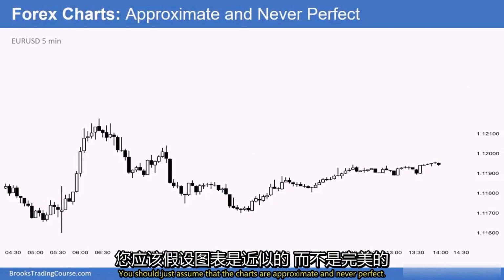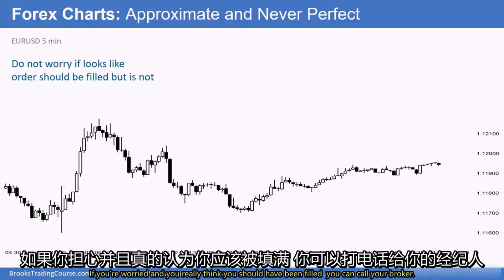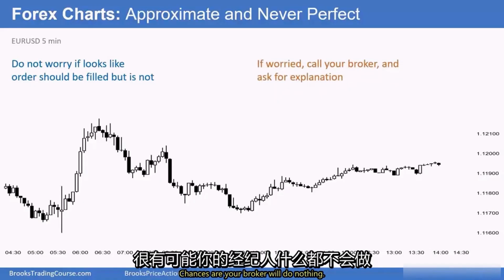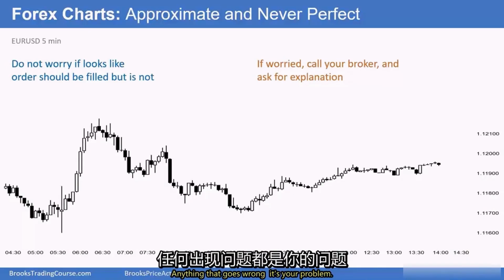You should just assume that the charts are approximate and never perfect. Don't worry if it looks like your order should be filled and it's not filled. If you're worried and you really think you should have been filled, you can call your broker. Chances are your broker will do nothing. And they'll say, if you read the fine print when you signed up for your account, they are on a not held basis. Anything that goes wrong, it's your problem.